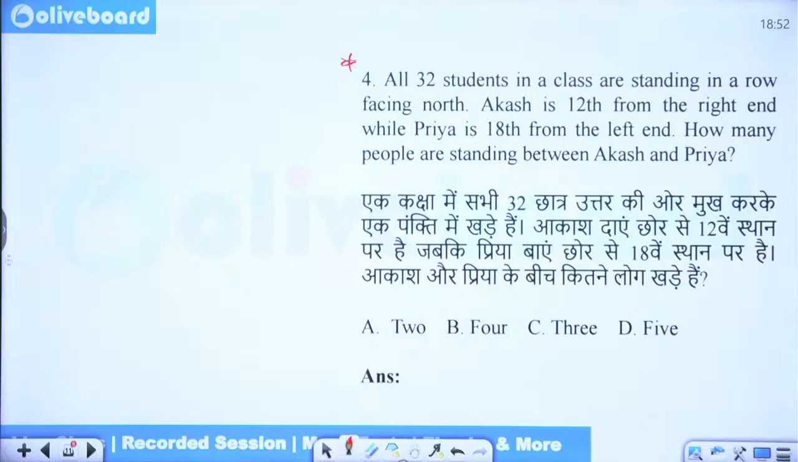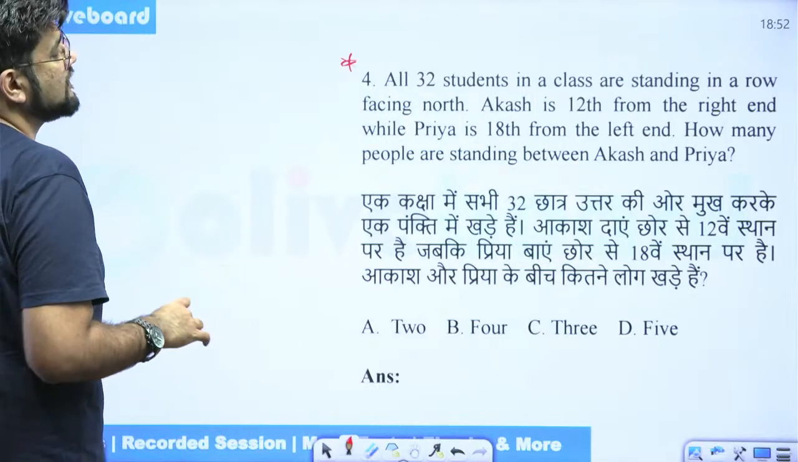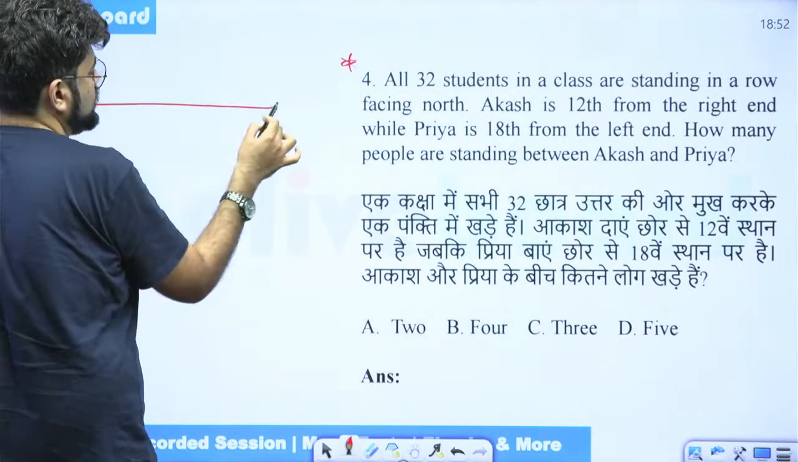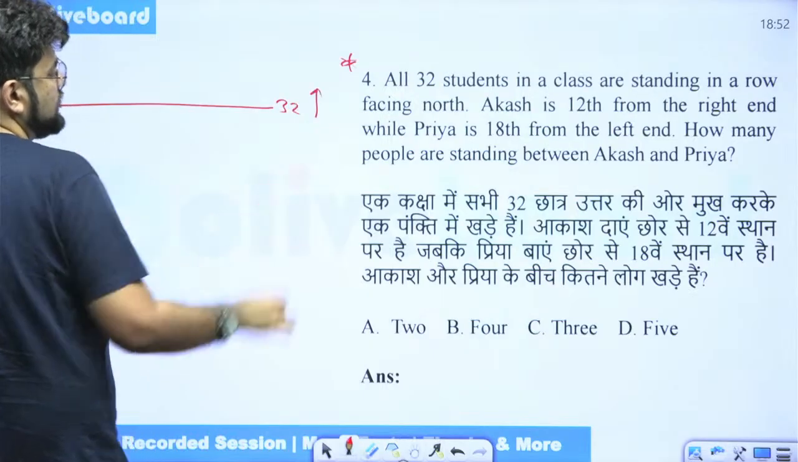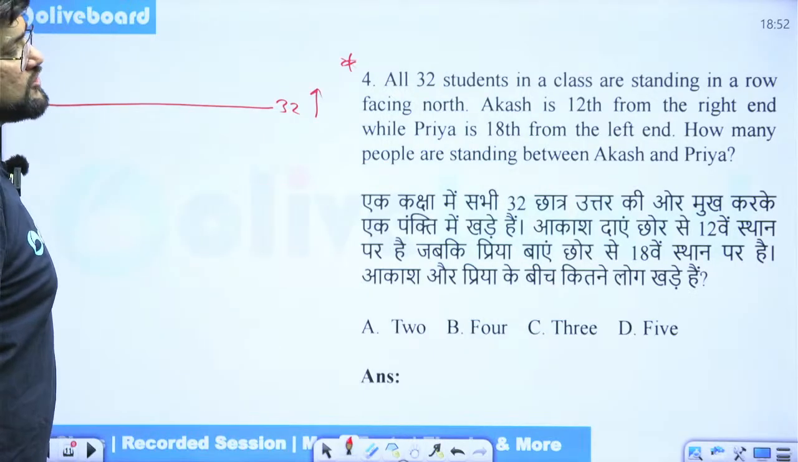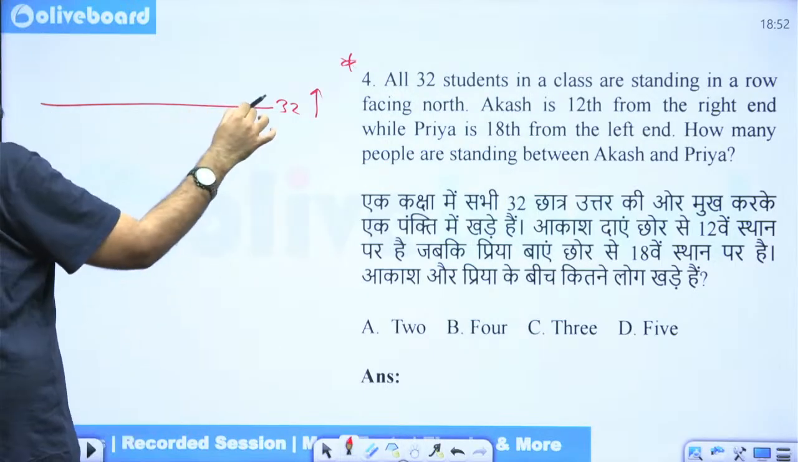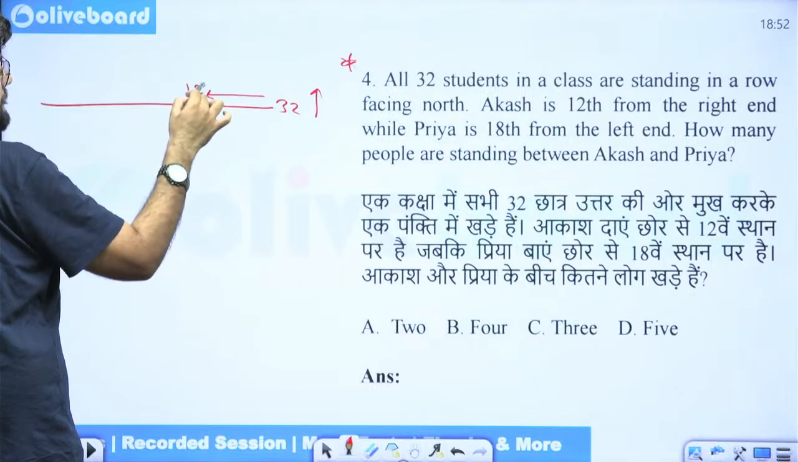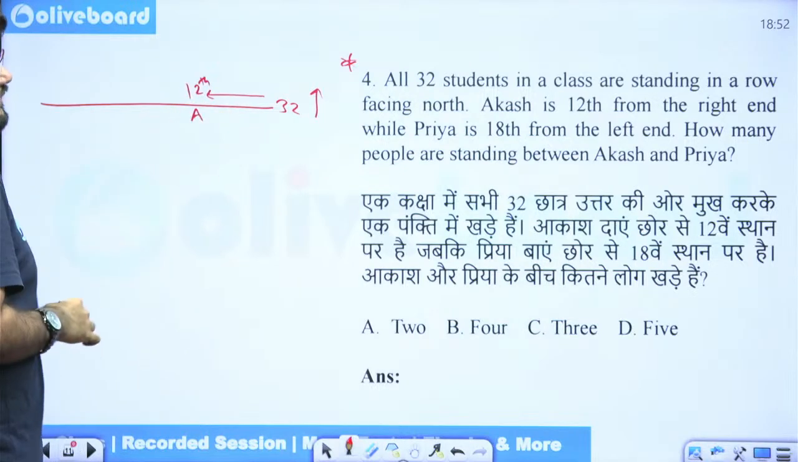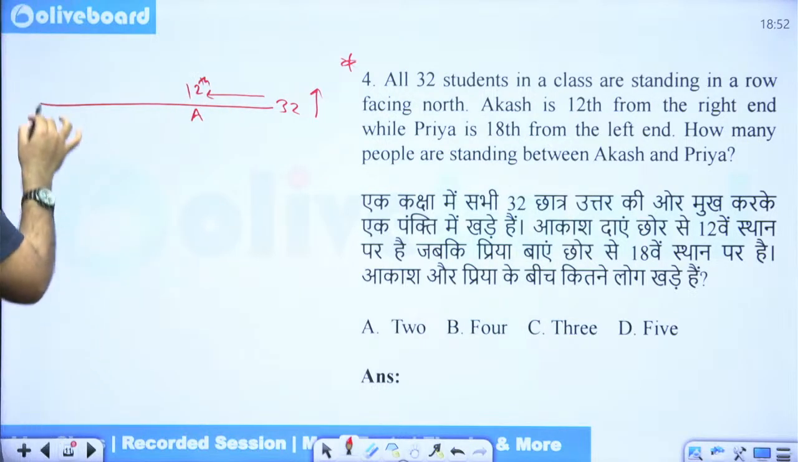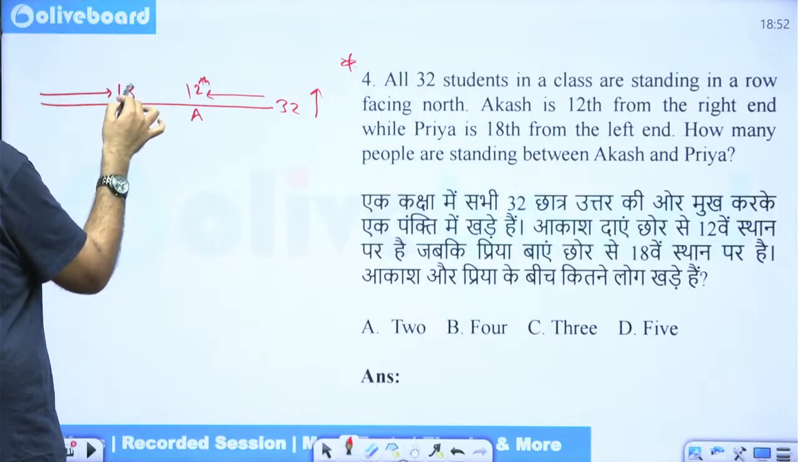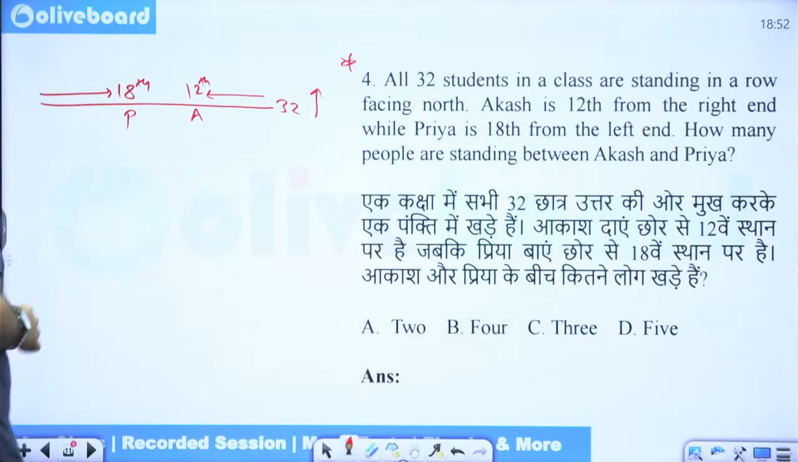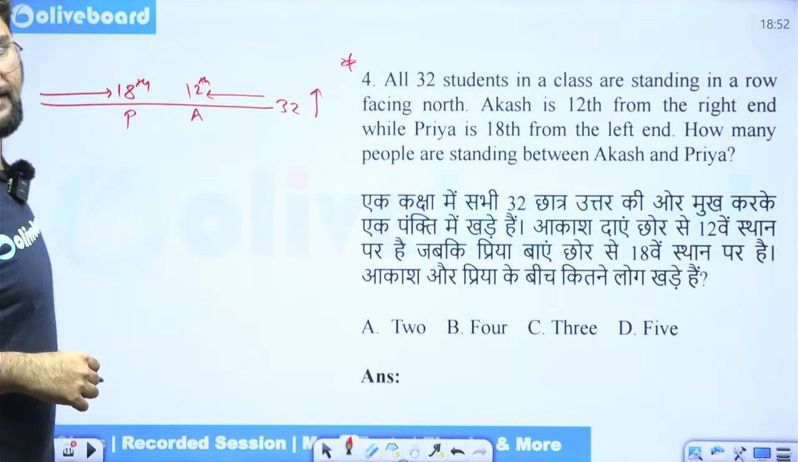Okay. Now, all 32 students in a class are standing in a row facing the class. Akash is 12th from the right end. Priya is 18th from the left end. They are asking us how many people are between them.